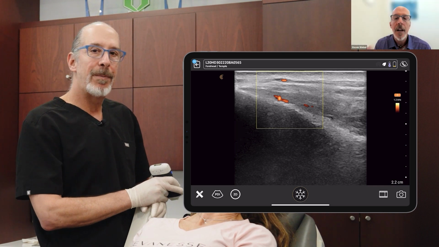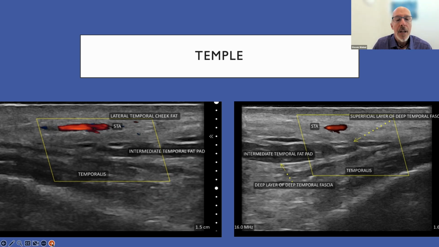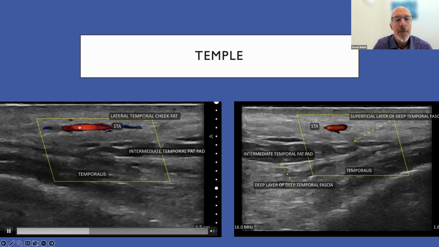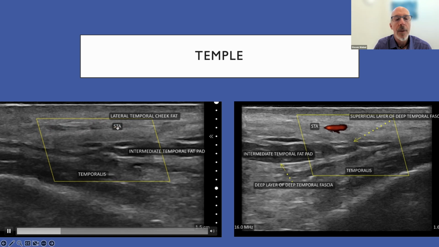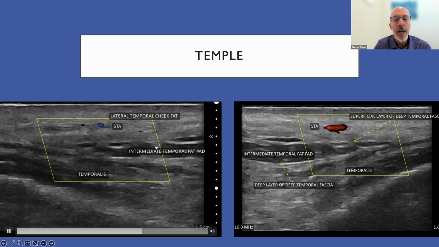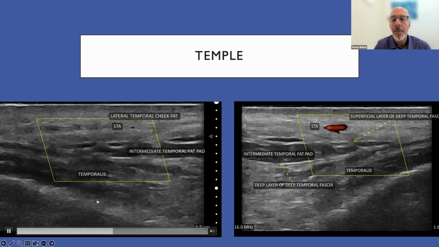So again, you can find this video along with all the other structures of the face. I did the forehead, tear trough, which we're not going to be doing today, jawline as well. And let's go to the next slide here. So these are from my textbook. And you can see the superficial temporal artery. It's lying in that superficial temporal fascia. Here's that intermediate temporal fat pad, temporalis, and then the bone.